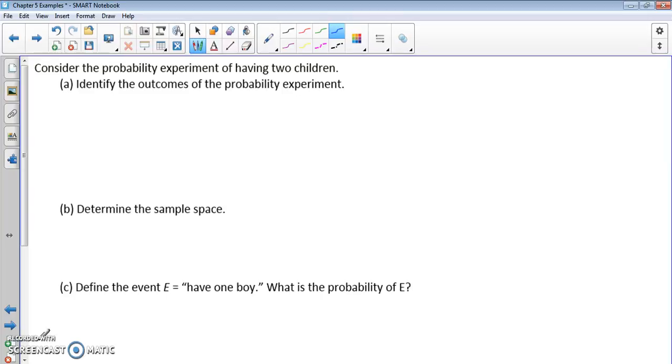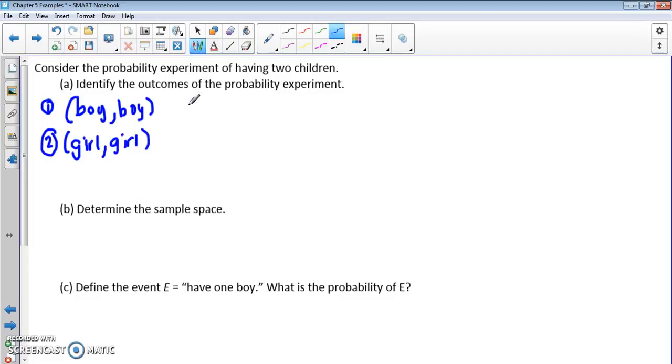So yeah, consider the probability experiment of having 2 children. The first thing we want to do here is identify the outcomes of the probability experiment. So what are our possibilities of having 2 children? So we can have a boy and then a boy. That's one outcome. We can have 2 girls. Or we can have a boy and a girl.